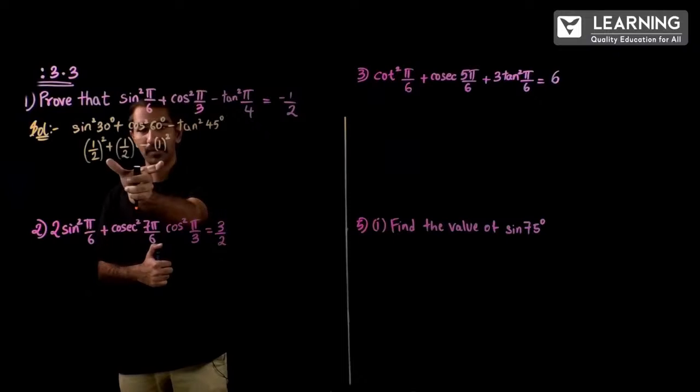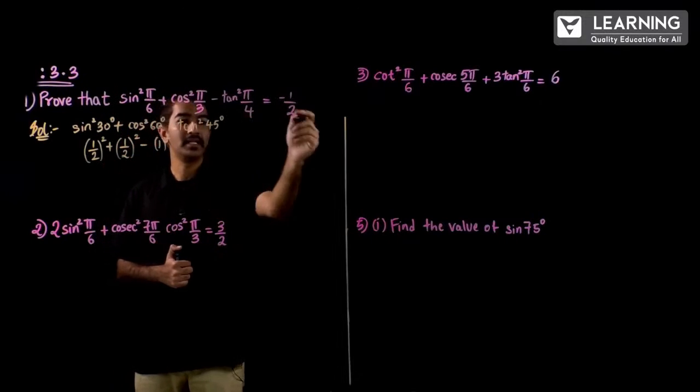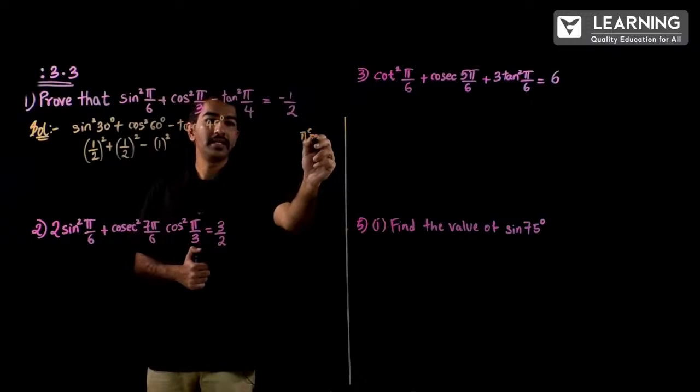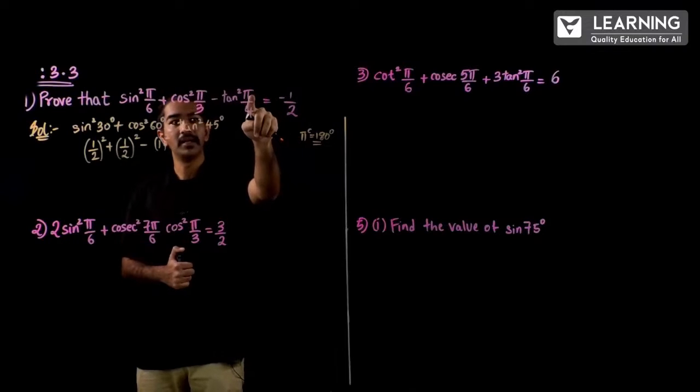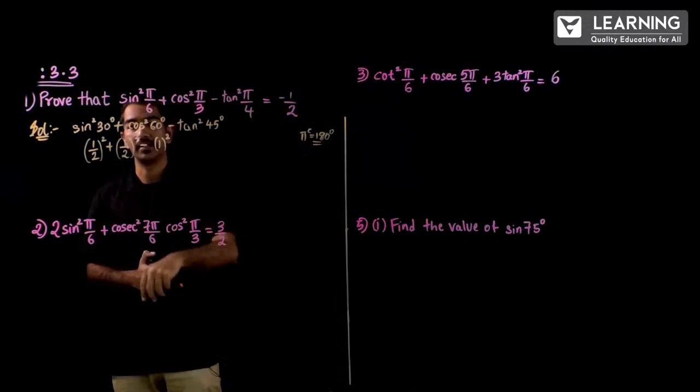So basically this is very important, you have to remember this. Apart from that, you have to know pi radians. Pi radians is equal to 180 degrees. This I have already discussed in the synopsis. The same thing, 180 divided by 4 is 45, 180 by 3 is 60, 180 by 6 is 30.